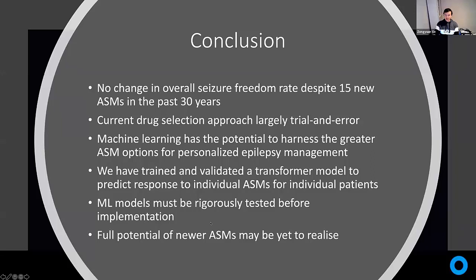Machine learning models must be rigorously tested before implementation. This is also the point I want to bring: for an AI model in the lab to go into the real world, there's still a huge gap. The gap is not just in the model part, it's also in the testing, in the regulation part. So we believe by taking all those factors together, the full potential of new ASMs may be yet to be realized.